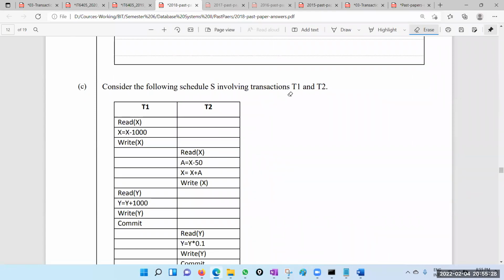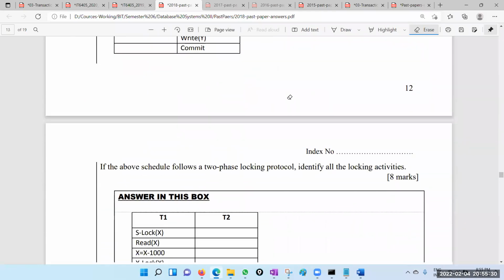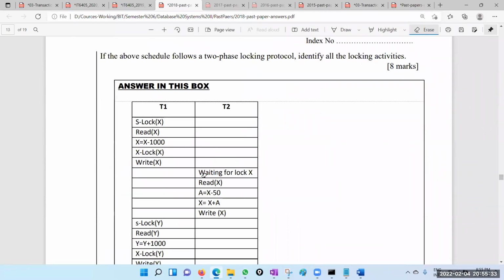Consider the following schedule involving T1 and T2.